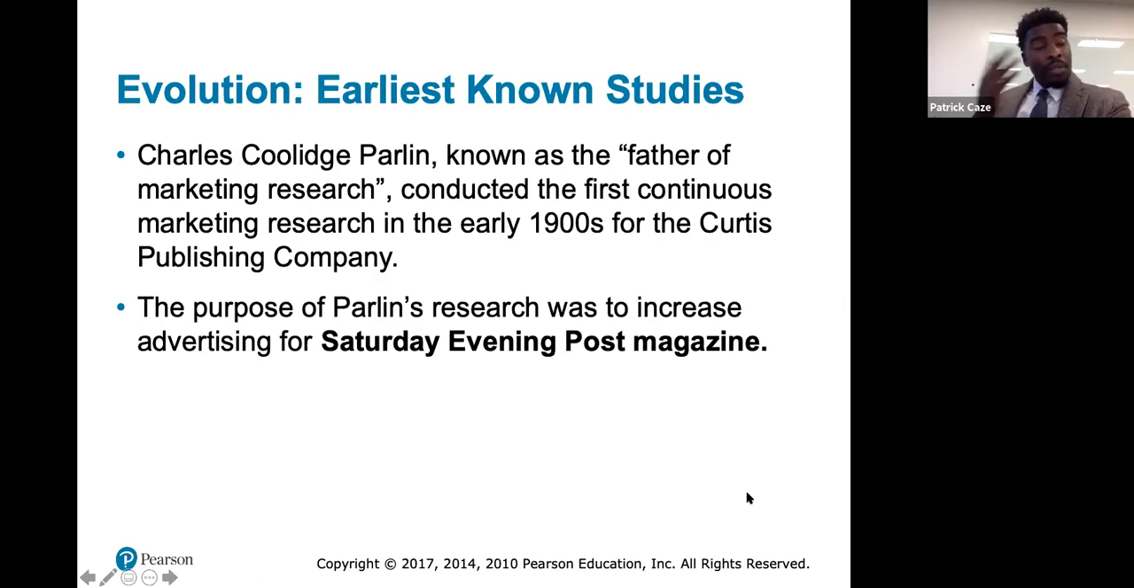So as you can tell, the purpose of his research was, again, to increase advertising for the Post magazine. So here we see marketing research being used to increase purchases, to get advertisers to subscribe or want to pay to be part of the magazine. Because if you have a magazine that's popular, and people are consistently buying it, then it makes sense for me to have advertisement in it, because then people will see my advertisement and they will come and buy from my store.